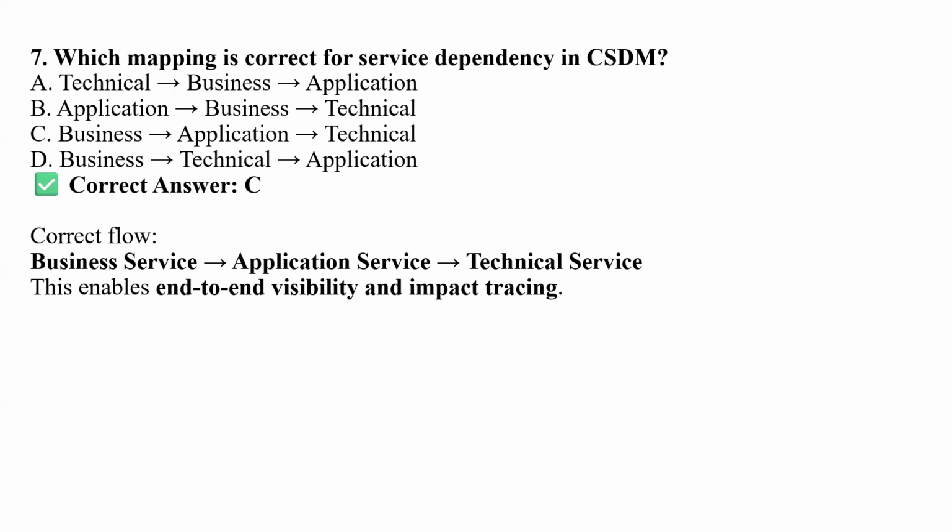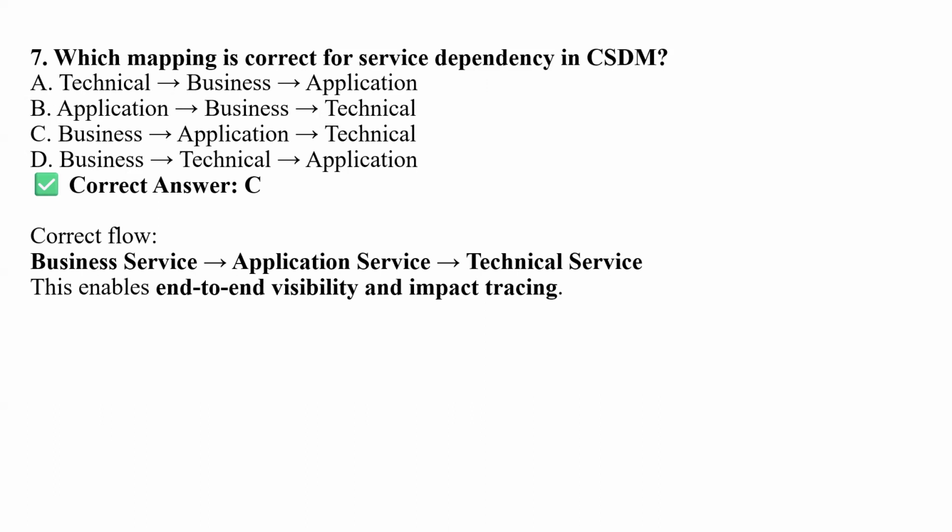In this, what's the meaning of business service? Business service is what the user consumes, and application service is how it is delivered. The technical service is where it runs. So it enables end-to-end visibility, impact analysis, and root cause tracing. An example is an online banking app. The online banking app is a business service, payment app is an application service, and database service is a technical layer.